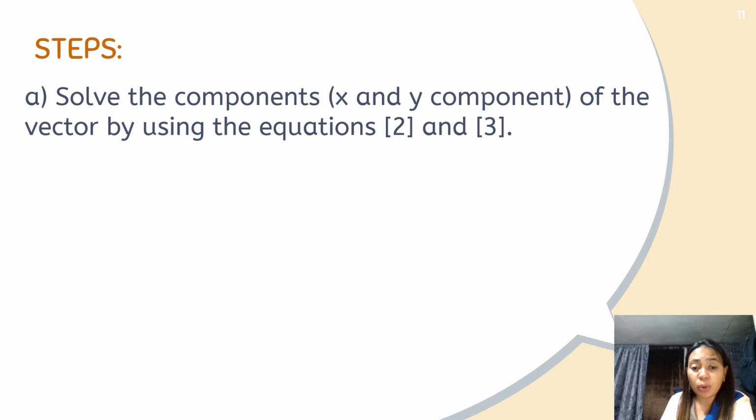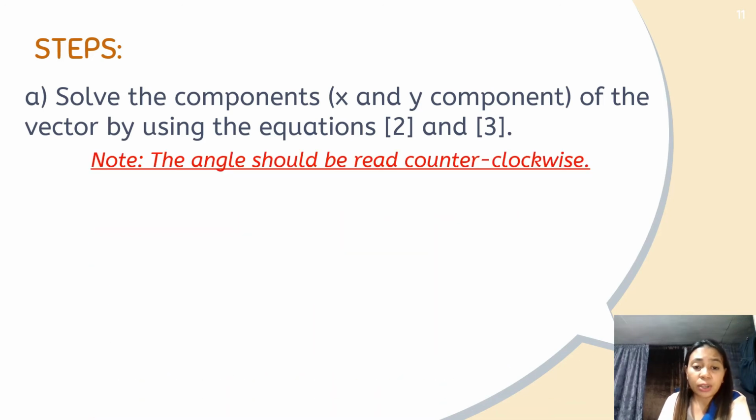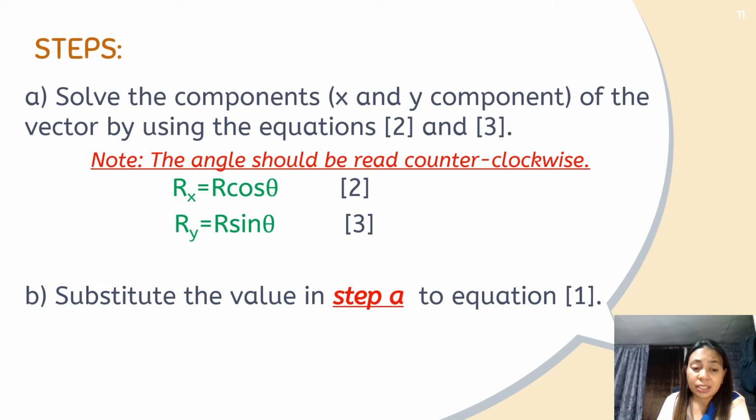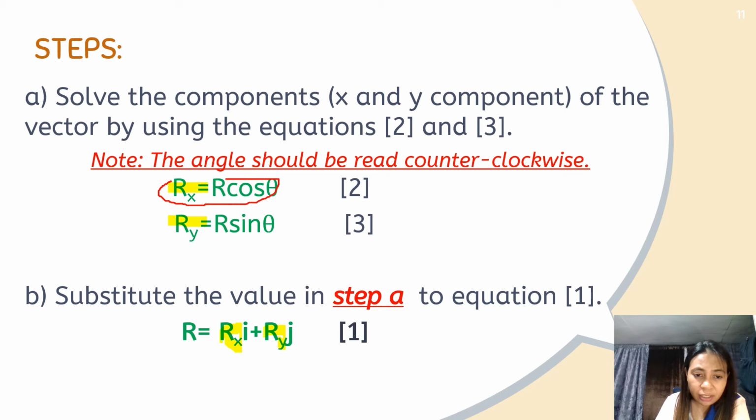We're going to solve the components x and y of the vector using equations 2 and 3, and take note, the angle should be read counterclockwise. Your Rx is equivalent to R cosine theta and your Ry is R sine theta. Substitute the value in step A to equation 1. So whatever your answers are, you put them here. Then you just copy the i and j.